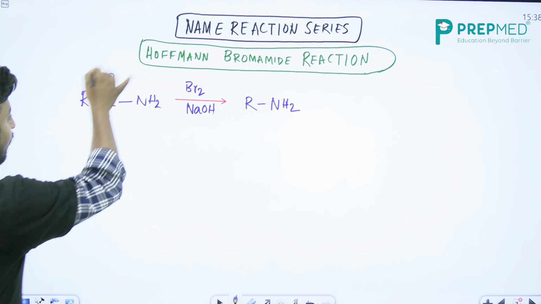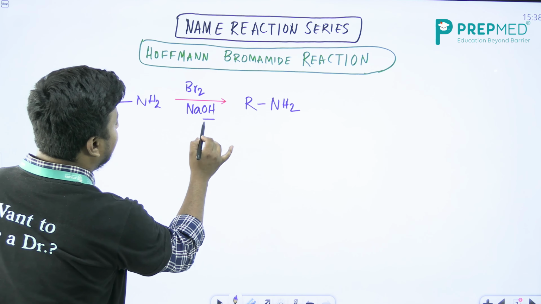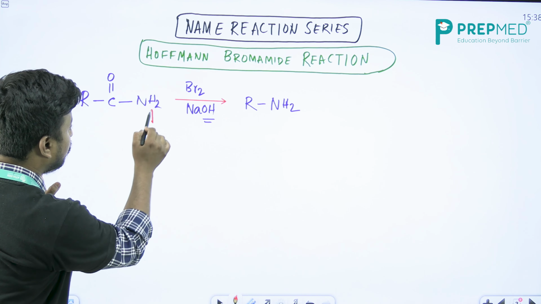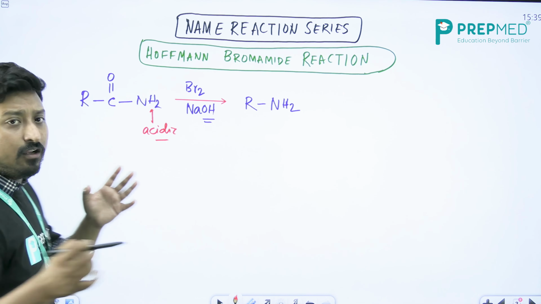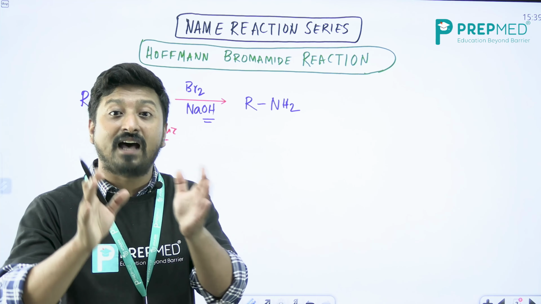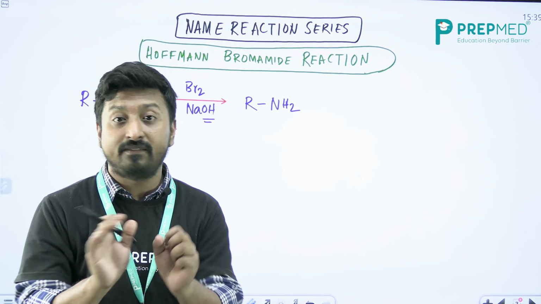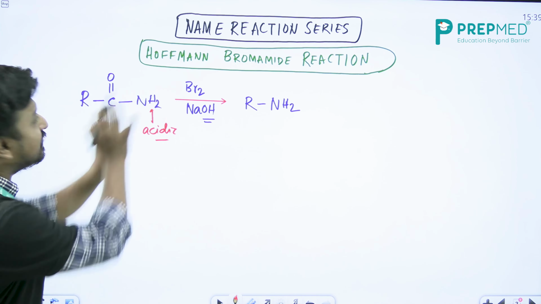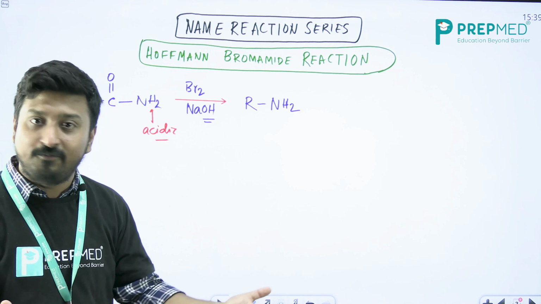Now see, in this RCONH2, one thing is clear that in alkaline medium, this proton is an acidic proton. In our aldol condensation video, you already saw that if there is an alpha hydrogen near the carbonyl group, that definitely is an acidic hydrogen. Here there is a hydrogen on nitrogen near a carbonyl group, so definitely this will also be acidic.